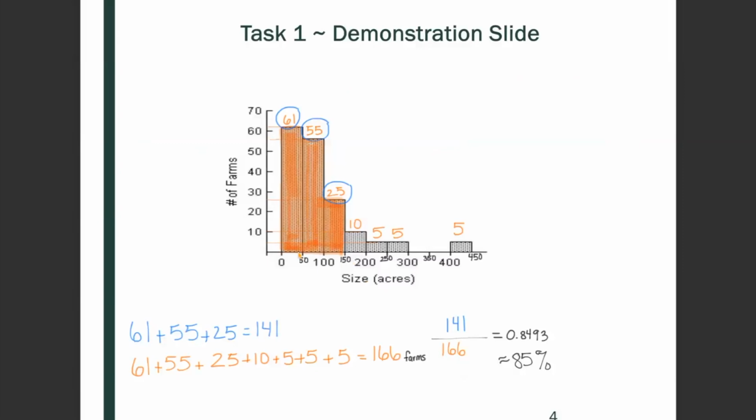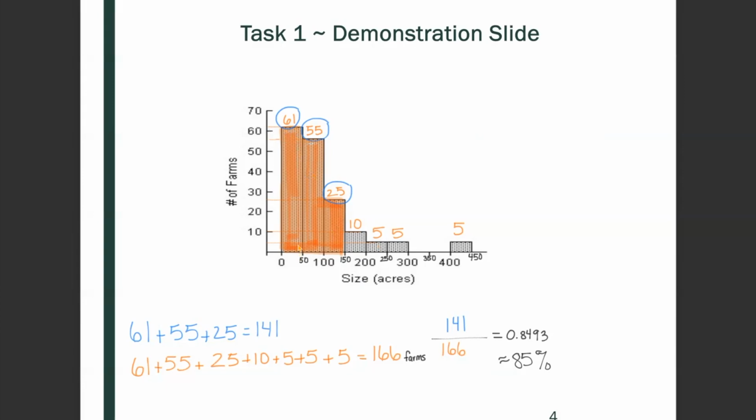So here, how I first go about solving this is, this vertical axis, our y-axis, is the number of farms, and our x-axis, the horizontal axis, is the size of the farms in acres. So here I look at the y-axis and determine the number of farms for each of the bins in the histogram.